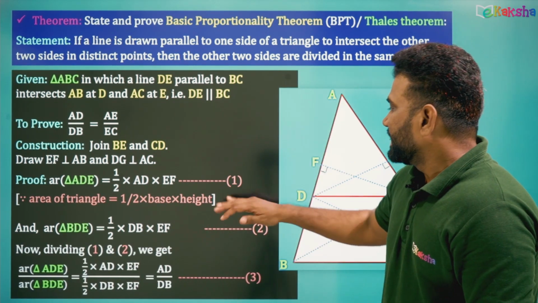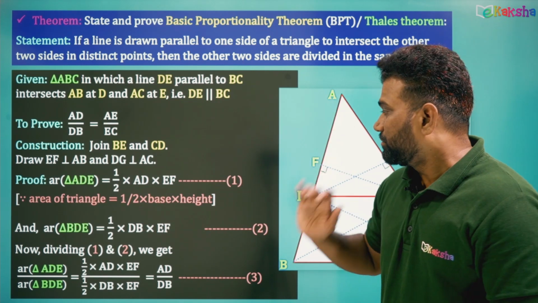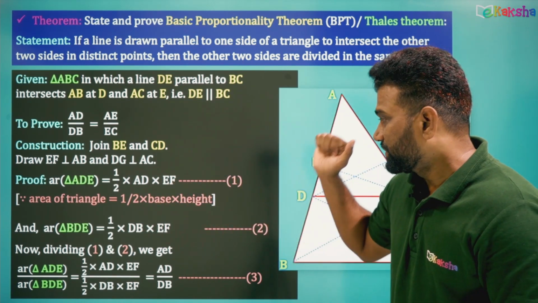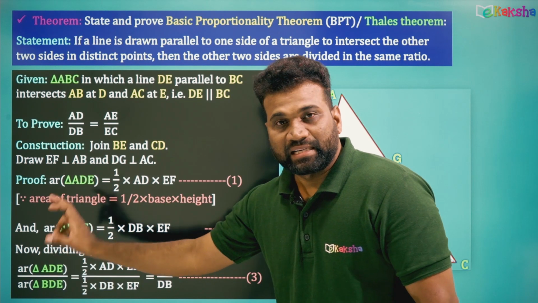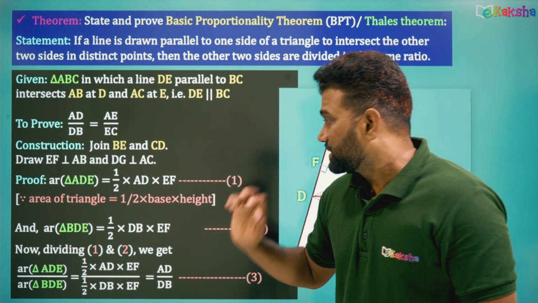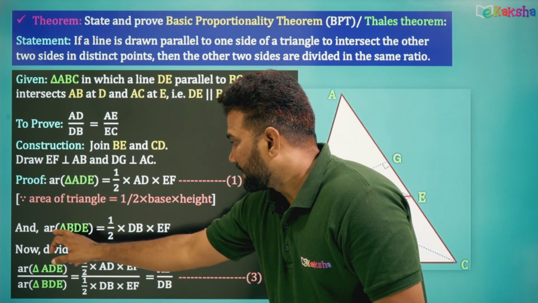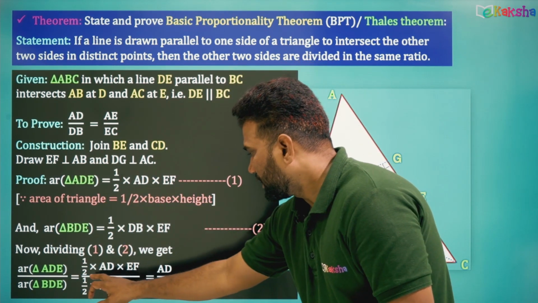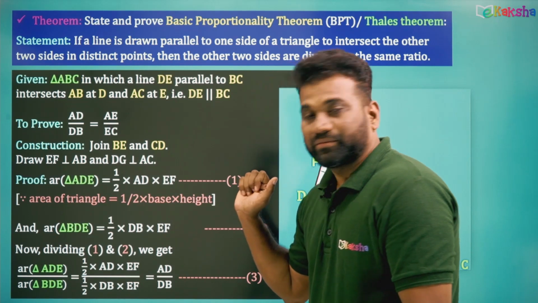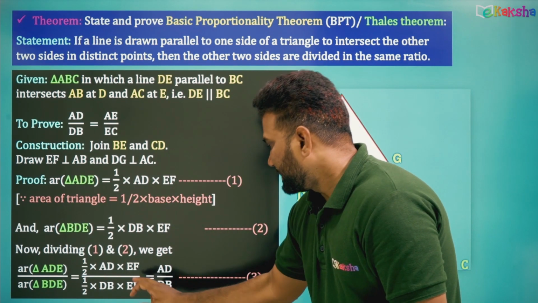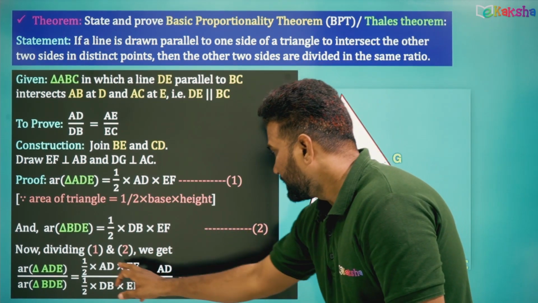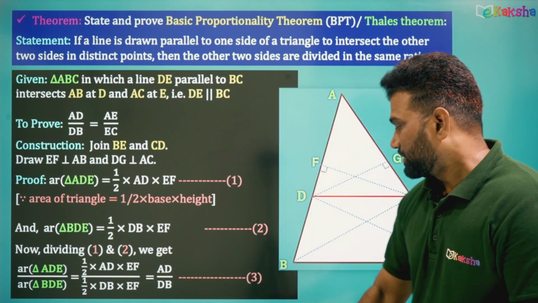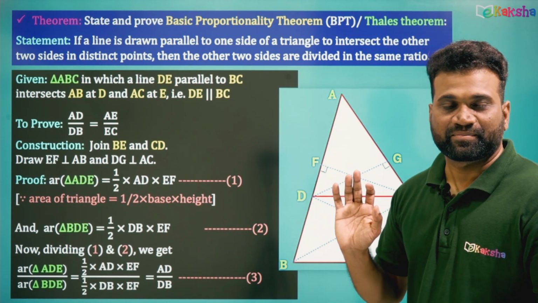Now dividing equation 1 and 2. We are dividing both left hand side parts as well as right hand side parts. Area of triangle ADE over area of triangle BDE is equal to half into AD into EF over half into DB into EF. Here half gets cancelled, EF gets cancelled, then we get AD over DB. So let's take this as equation number 3.